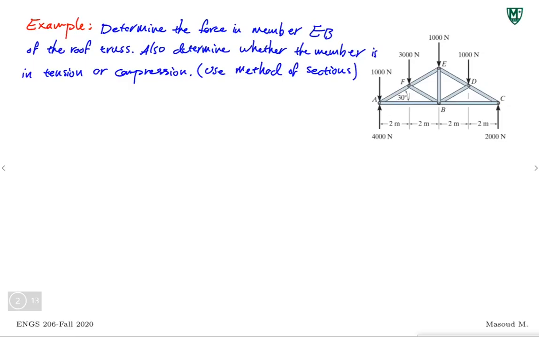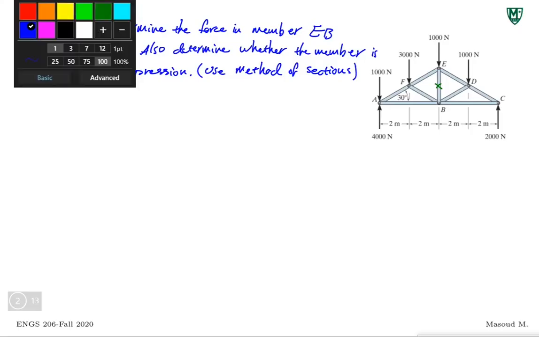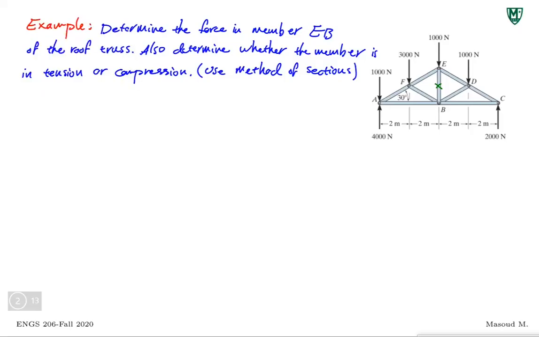Member EB. Right? This is member EB. This is the member I'm looking to find the force in. Now, possible cuts. What I can imagine is, let's say, I make this cut. If I make that cut, whether you look at the left side or right side, you still are going to have 1, 2, 3, and 4 unknown forces. These internal forces, members ED, EB, FB, and AB, become external forces, and they're all unknown. So 4 unknowns, that's not going to work.